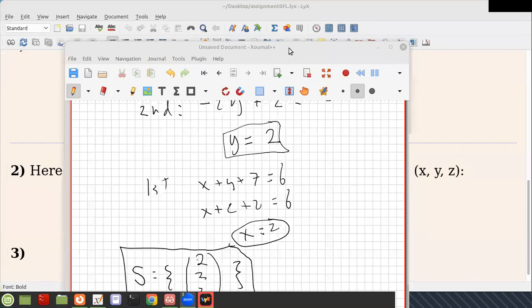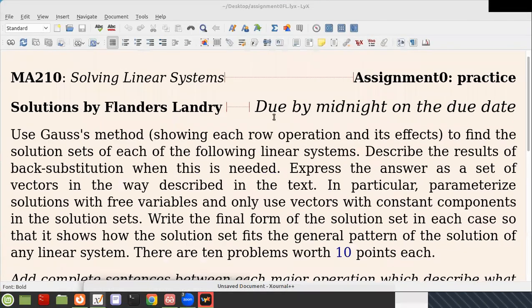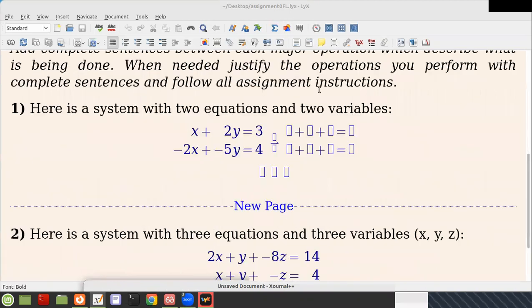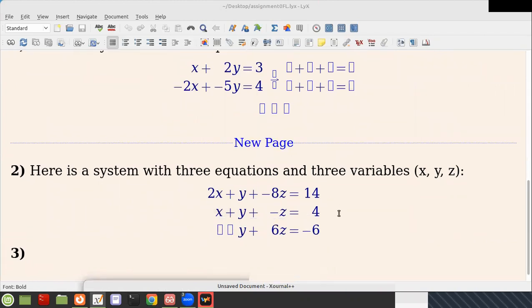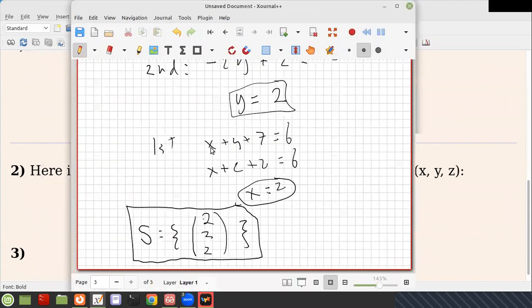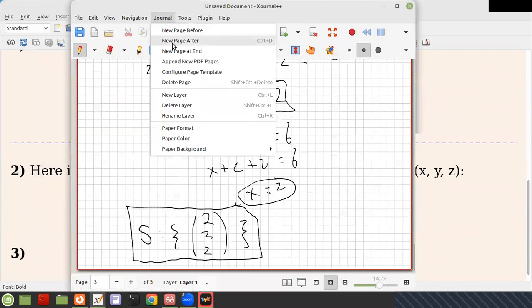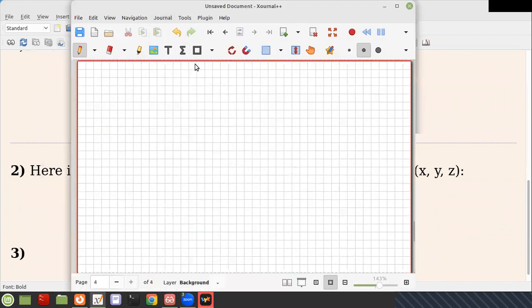Okay, so what we're going to do is deal with assignment 0. This is the same in directions as assignment 1, but you're going to solve this system, then this system, and then the third one I want you to consider solving is this. Here is the third system. Here's number 3.